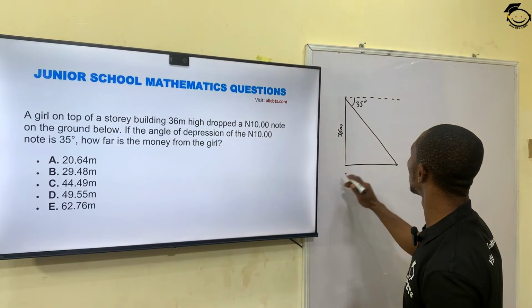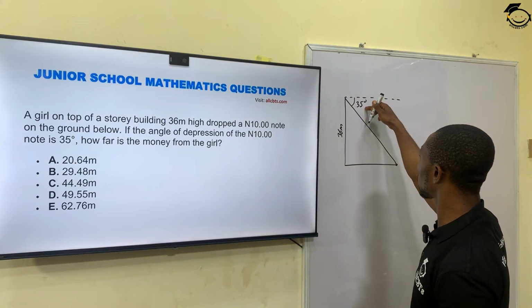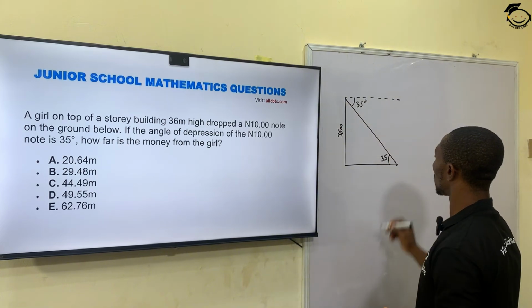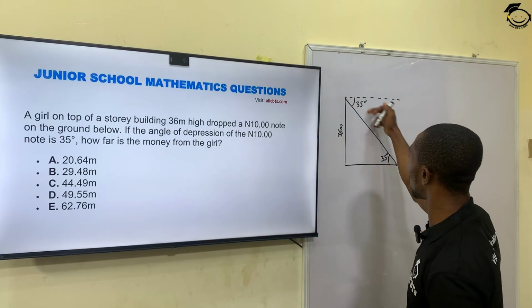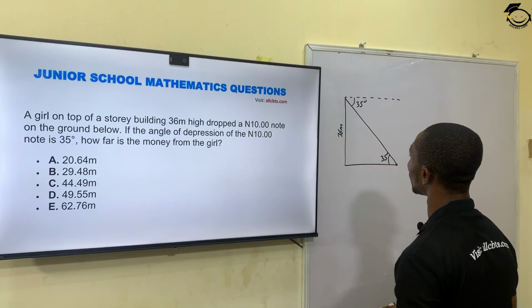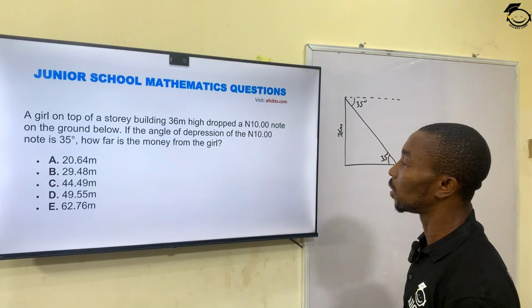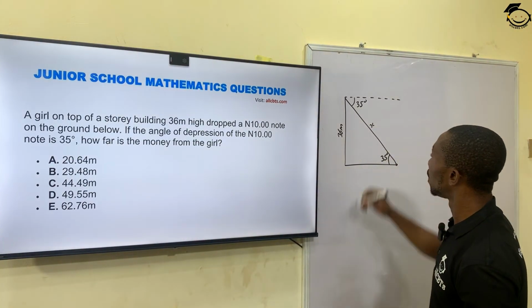So in this case, we know that angle of depression equals angle of elevation. So this will refer to 35 degrees. Why? Because they are alternate angles. Now, for us to find out how far the money is from the girl, that means we have to calculate our hypotenuse.